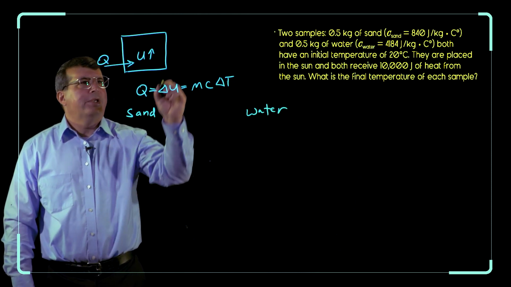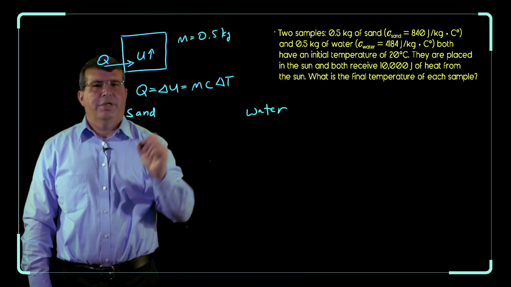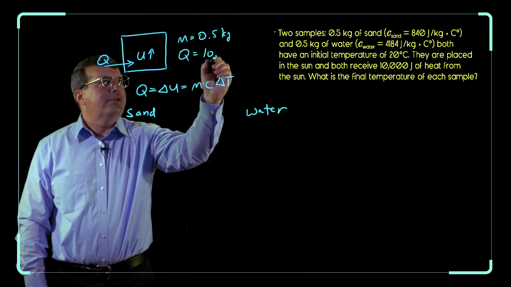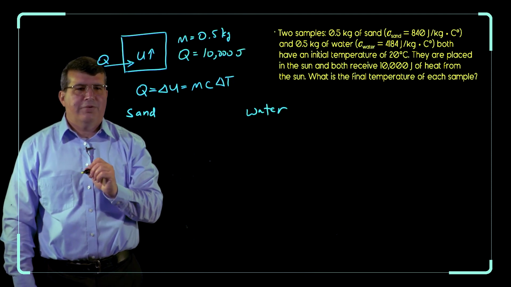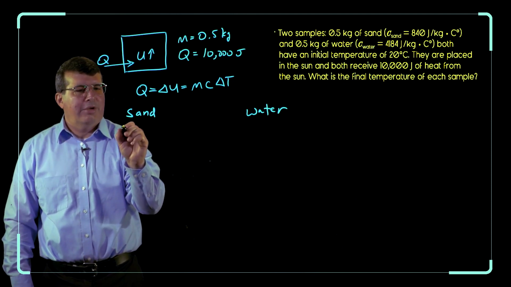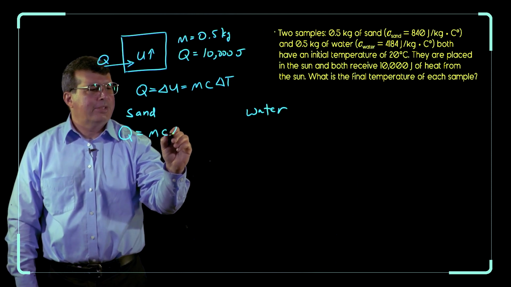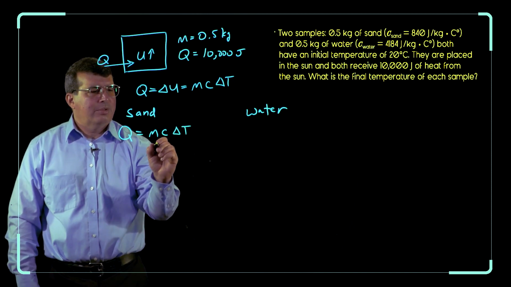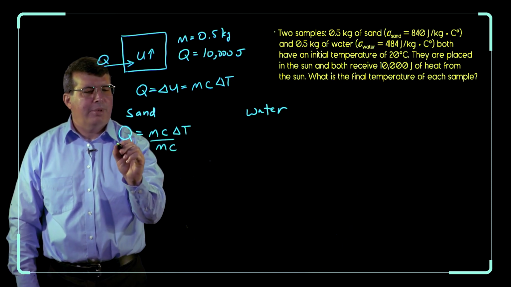Okay, for both of these, the mass is 0.5 kilograms, and the heat is 10,000 joules, but we have different specific heat capacities, and I'm going to write them in here. So we have heat is equal to mass times specific heat capacity times change in temperature. I'm looking for the change in temperature, so I want to get the change in temperature by itself, so I'm going to divide by mass and specific heat capacity.